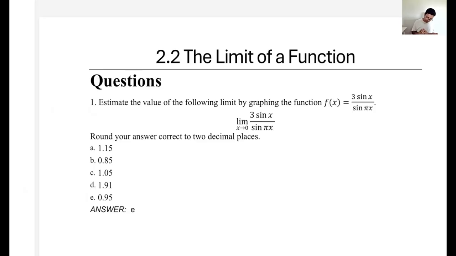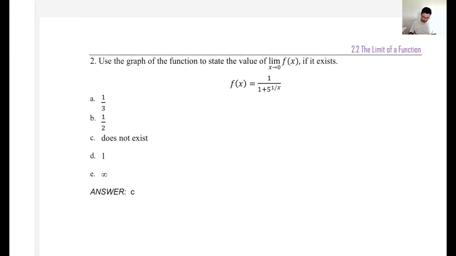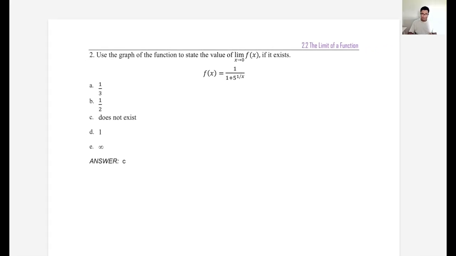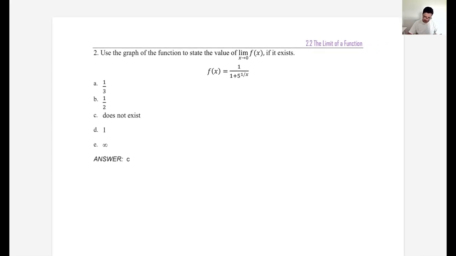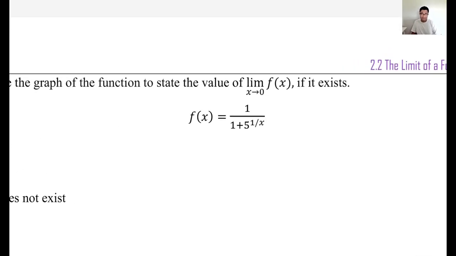Next. Here, this is our next problem. Look at the function, and we are going to take the limit as x approaches 0. Again, we will do it graphically, but I also want to talk a little bit analytically here.